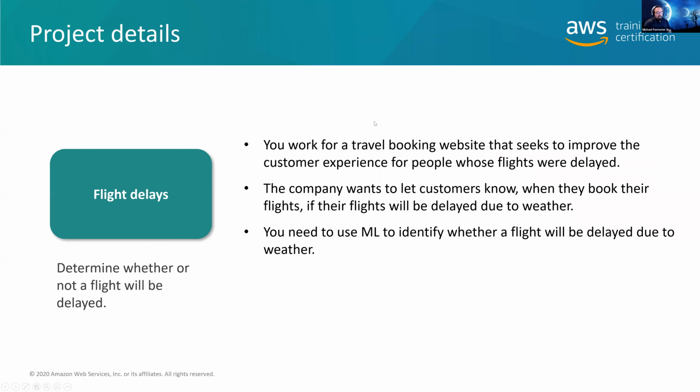Now, project details. With the flight project, you work for a travel booking site. I said Delta, it could be Expedia. Do people even use Expedia anymore? Priceline, whatever, right? They basically want to let the customers know when their flights are going to be delayed due to local weather. That's what it should say, not severe, national, or regional weather. So you're going to use ML to identify whether a flight will be delayed by weather. That's it.